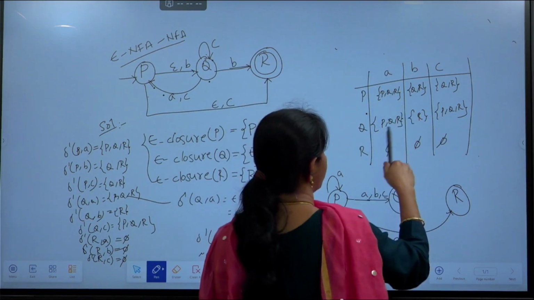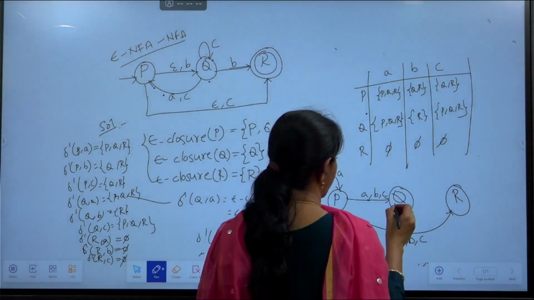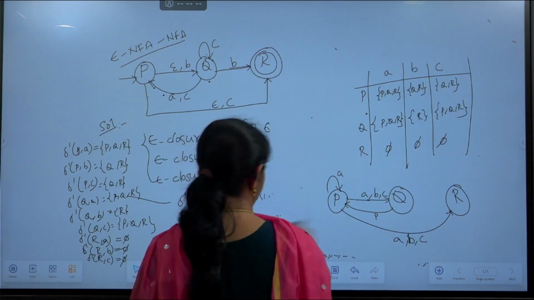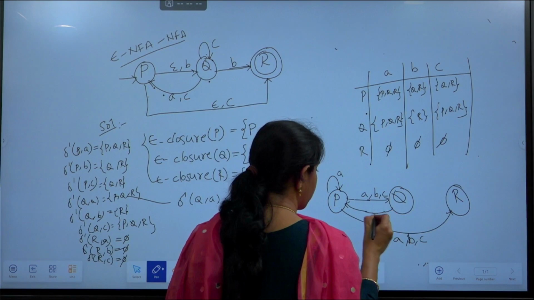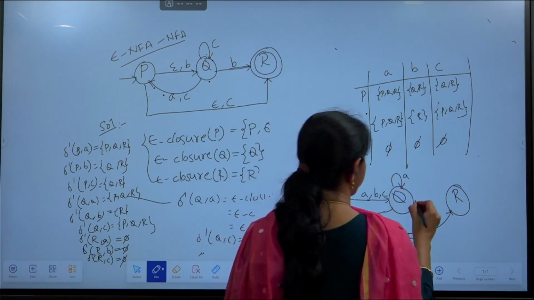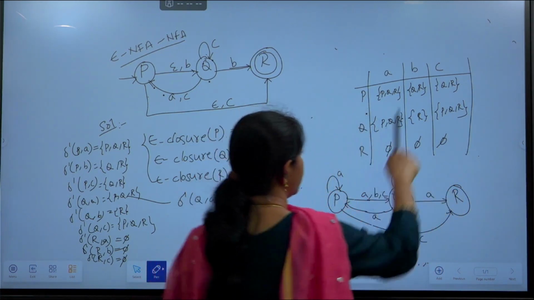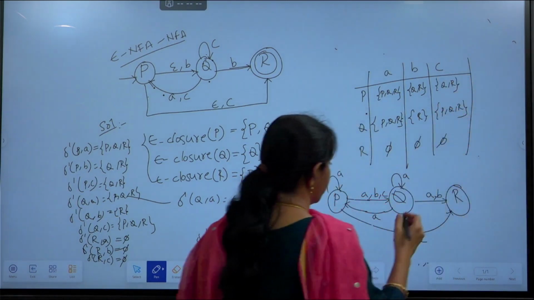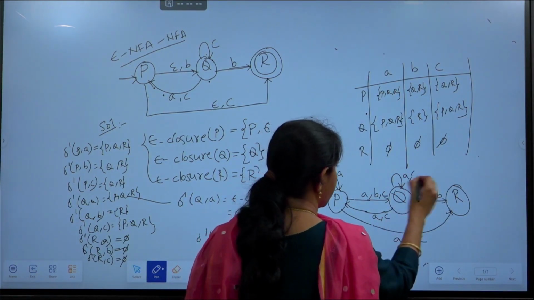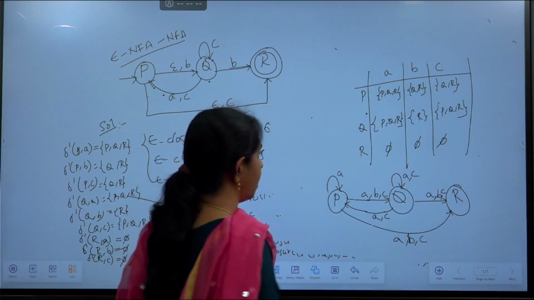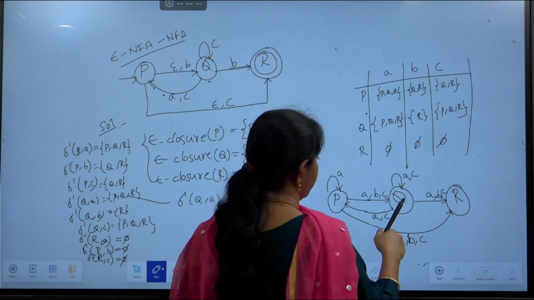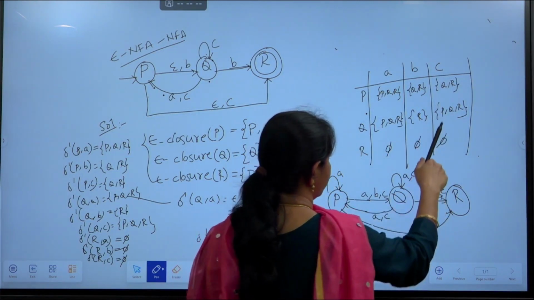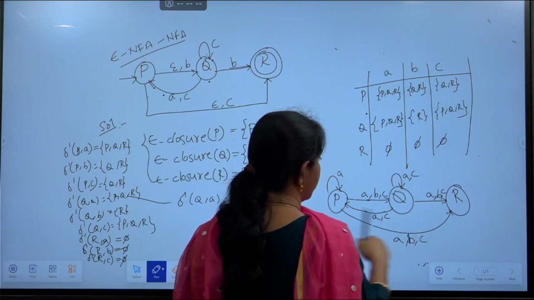Next Q on input alphabet A, we have P, Q, R. On Q on input alphabet B, moving to only R. Q on input alphabet C, we have P, Q, R. So that means P, Q, R on input alphabet C. Same, Q on input alphabet A, we have moved to P, Q, R. On input alphabet B only to R. On state Q, input alphabet C, P, Q, R.